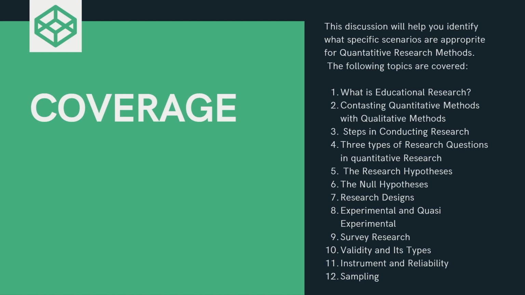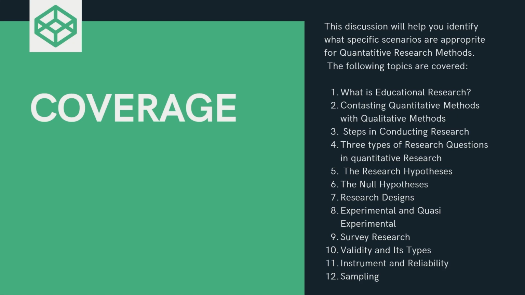So we're going to talk about educational research in general, and then we're going to talk about quantitative methods as we contrast it with qualitative methods, because sometimes in order to understand how quantitative research methods work, we need to understand how it contrasts with its counterpart. So we usually compare qualitative with quantitative research methods, right? We're also going to talk about how to conduct quantitative research and the specific steps that you need to conduct in order for you to do the quantitative research approach.